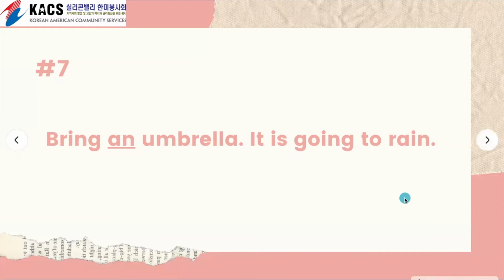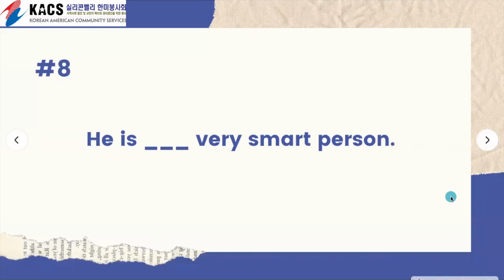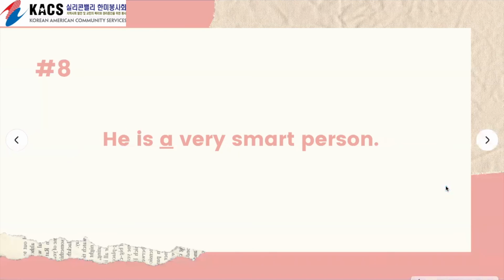Let's move on to the 8th problem now. He is blank very smart person. Okay, now I will give you 5 seconds to figure out the answer to this problem. Okay, so he is blank very smart person. The answer to this problem is A. So he is a very smart person.